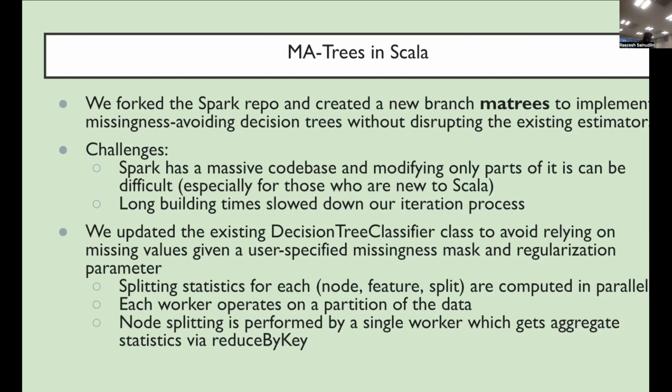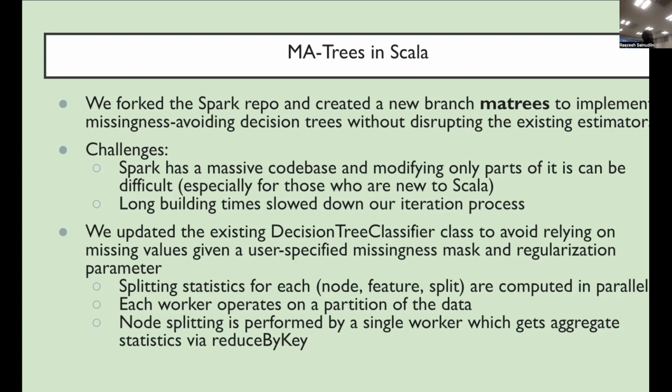So to implement this in Scala, we forked the Spark repo and created a new branch and made trees where we implemented these missingness avoiding decision trees without disrupting existing code. We are new to Scala and we are new to Spark, so it was quite difficult. It felt like it was simple, but it took a lot of time to just get it to work.